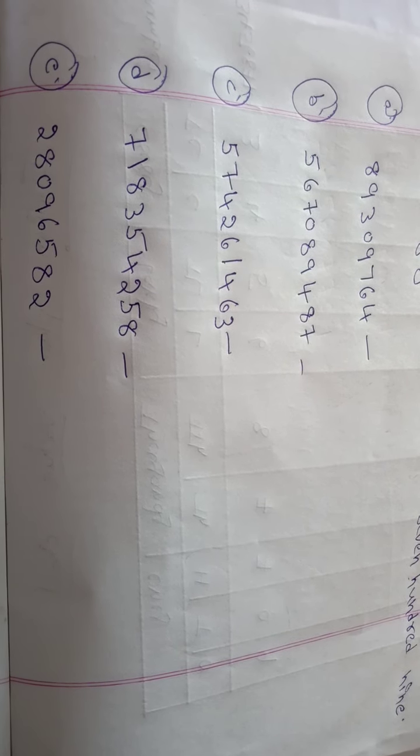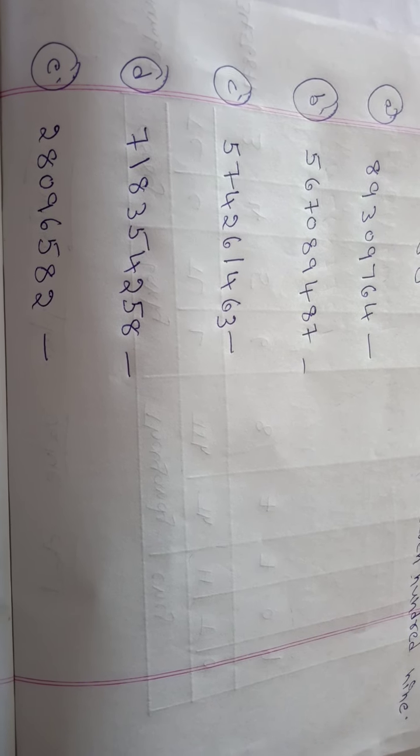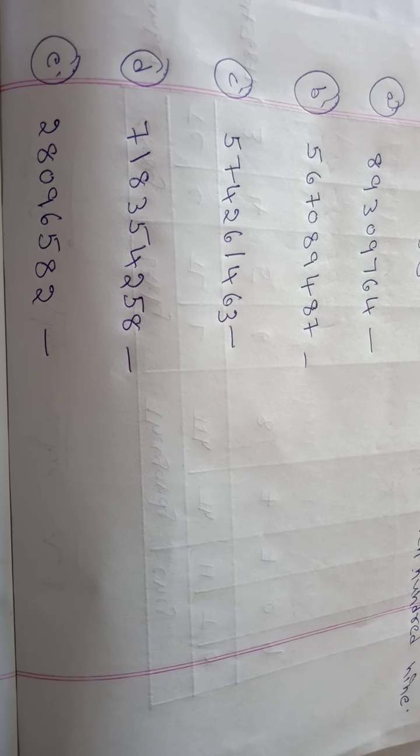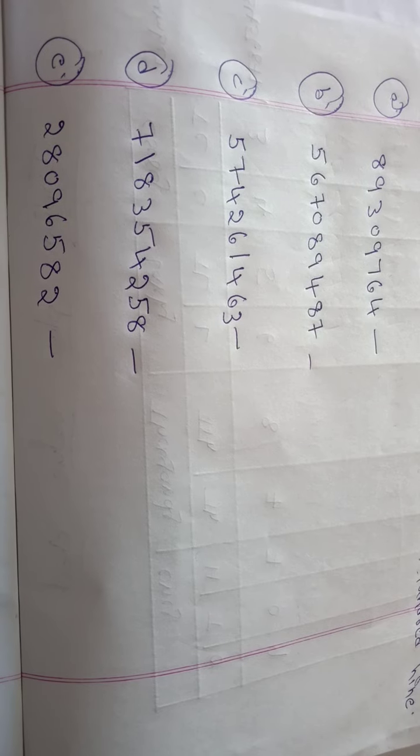Now I am giving some work to you. There are 5 questions; using the Indian and international place value charts, write the number names.